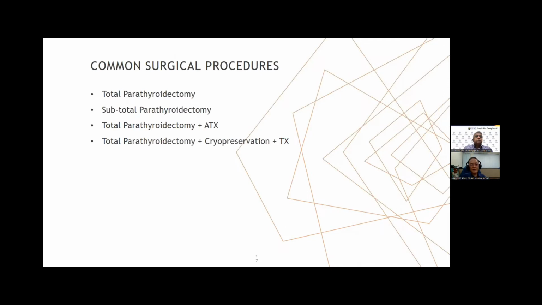Once we've decided that the patient has renal hyperparathyroidism and is a candidate for surgery, what are the common surgical procedures that we do? These are the surgical procedures that surgeons will perform: either a total parathyroidectomy or a subtotal parathyroidectomy, total plus a transplant, or total plus cryo plus transplant. Over here I only do either a TP or a TP plus ATX. I generally don't like doing subtotal parathyroidectomies because I find it's a bit finicky.